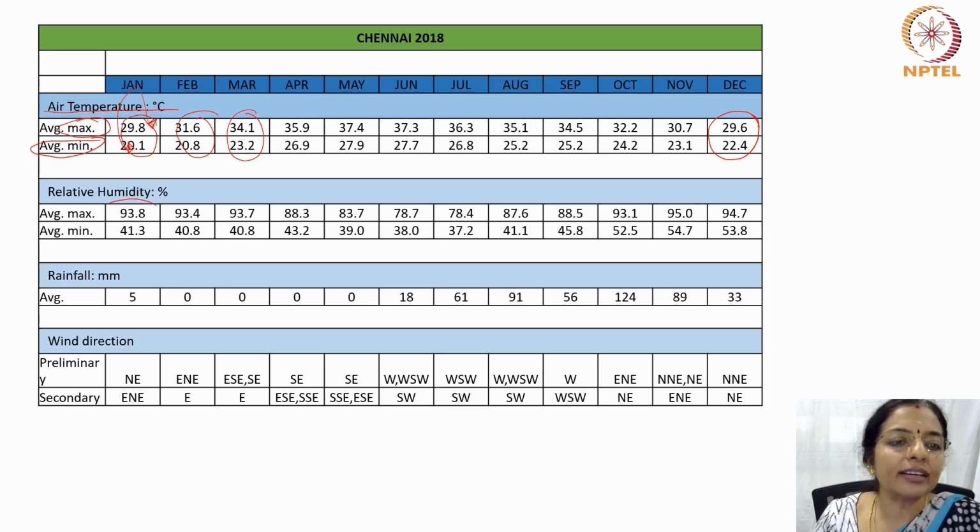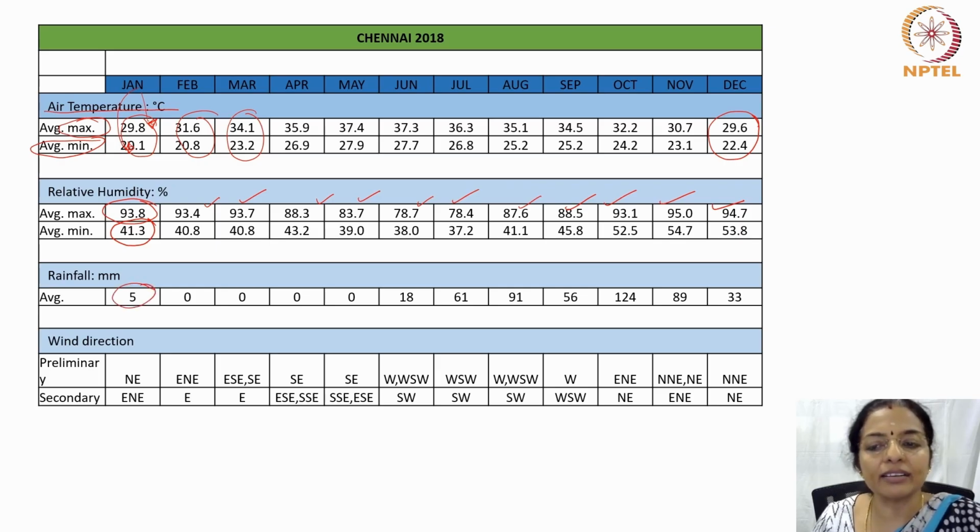Similarly, you enter the average maximum humidity and average minimum humidity for January, February, March, April, May, June, July, August, September, October, November, December. Then after that, the rainfall has to be entered in millimeters for all the 12 months. The wind direction is further entered as primary wind and secondary wind for all the 12 months. So we will see this step by step.